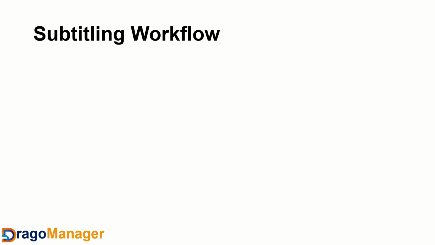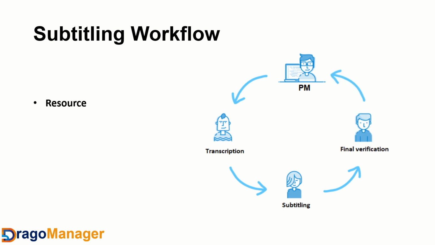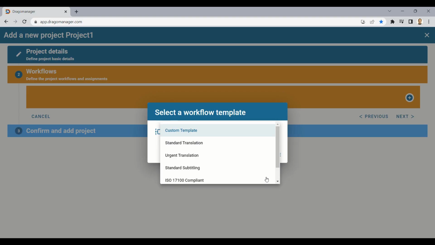For a subtitling project, you can start with transcription, move to subtitling, and then a final verification. In each step or task, you will define the resource or linguist who will do the task, the deadline and due date, and the cost of this task. So, now, let's go back to the Workflows tab. Drago Manager gives you the opportunity to choose from a set of predefined workflows or set up your custom workflow based on the needs of each project.